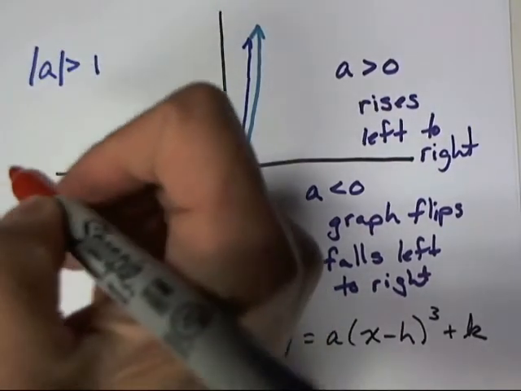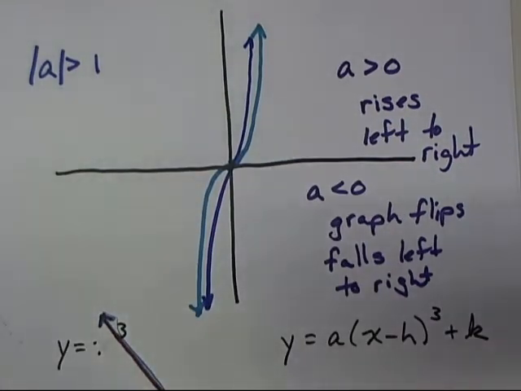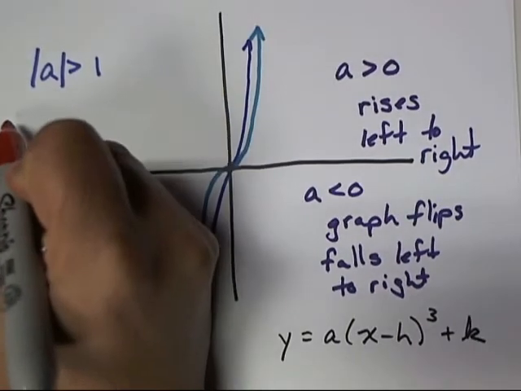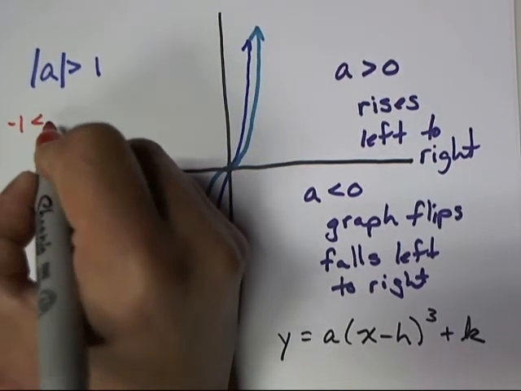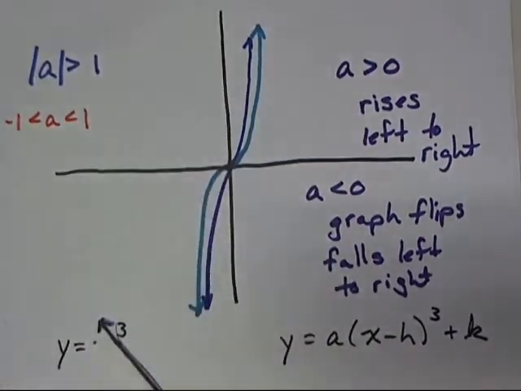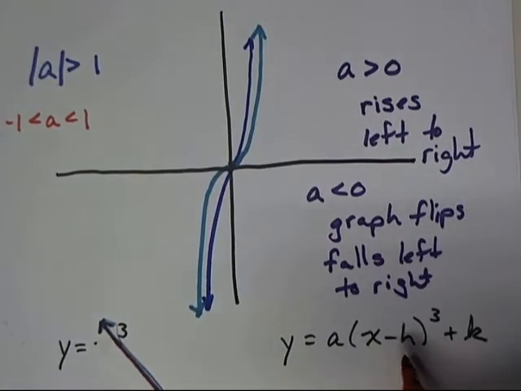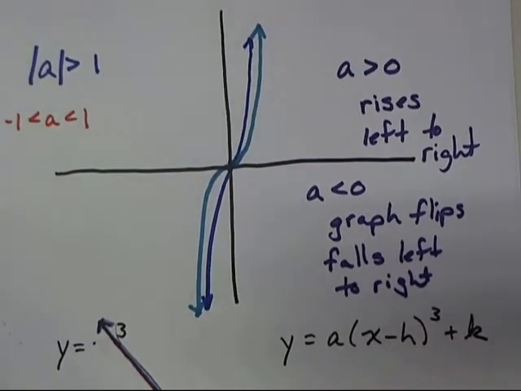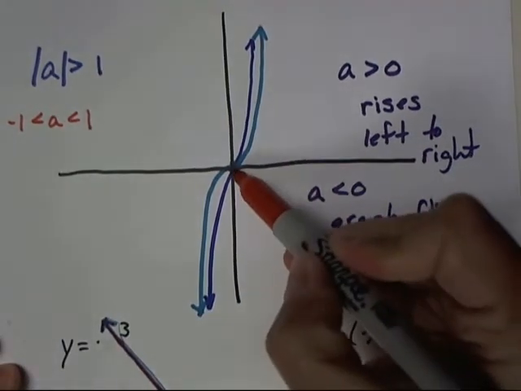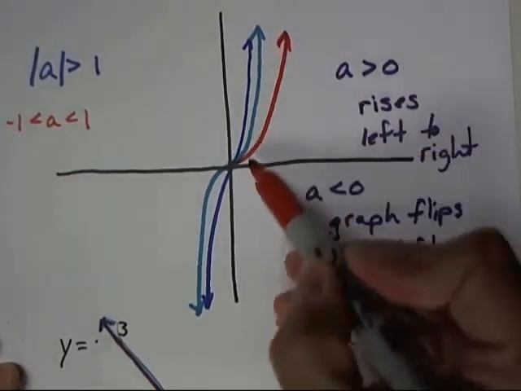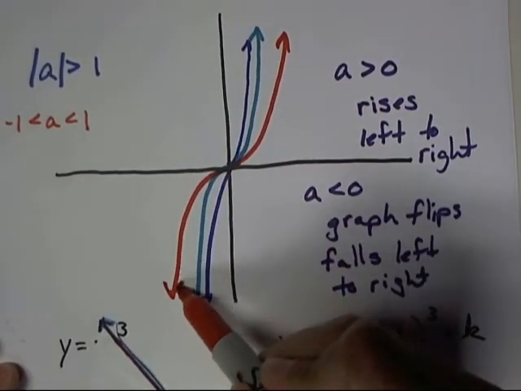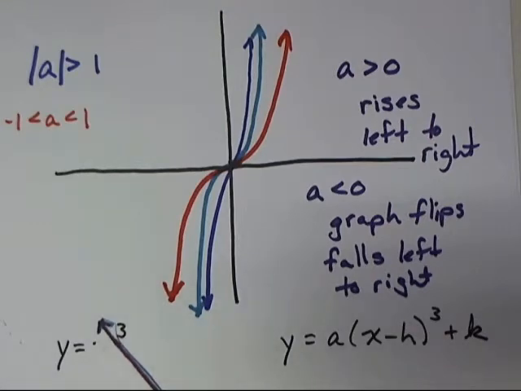On the flip side, if that a value is between 0 and 1, or technically negative 1 and 1, we'll say negative 1 is less than a, which is less than 1. So if a is between negative 1 and 1, your graph is going to get fatter or widen out, because we're going to take that number that's cubed and take a fraction of it, which means it becomes a smaller portion. And so then you're going to have a graph that's going to go maybe more like this. And it widens it out.